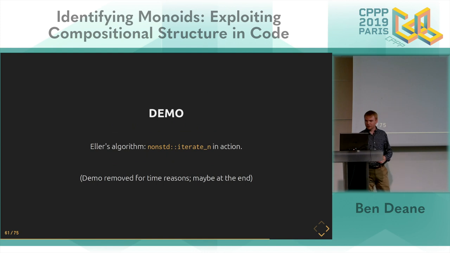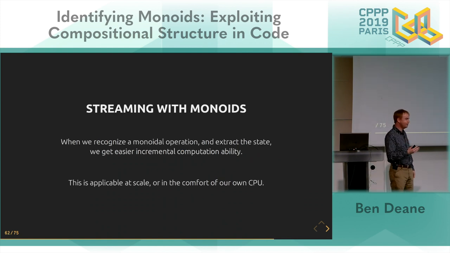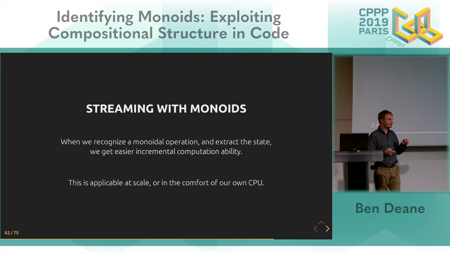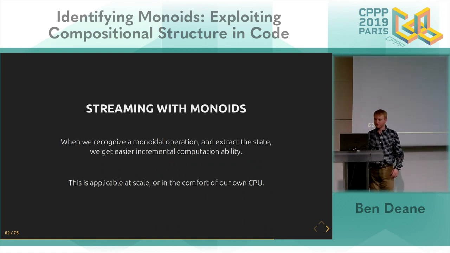Now I have a demo for this. I think perhaps I'll do it at the end because this talk was originally 90 minutes and it's now 1 hour. But I have it ready to go at the end. So incremental computation or streaming frequently uses this functional composition monoid. And if we can recognize that and try and extract the state, we get that ability to do the incremental computation or the streaming computation, either at scale or in the comfort of your own CPU.